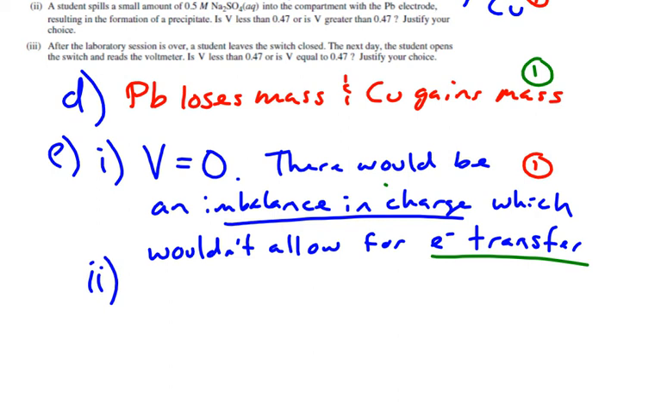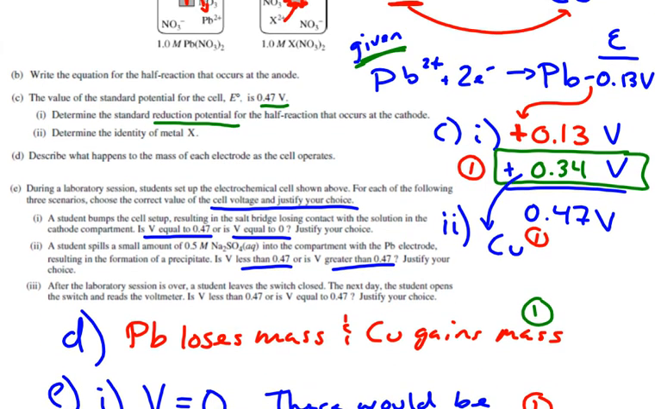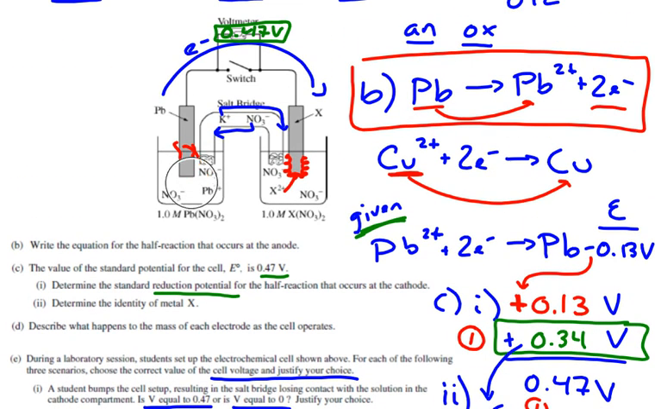Part two. A student spills a small amount of 0.5 molar Na2SO4 into the compartment with the Pb electrode, resulting in formation of the precipitate. I think this one's the hardest one, and we don't need to make it that hard. So it makes precipitate. Why? PbSO4. Right. So what happens, I'll get there in a second. Is it less than 0.47 or is it going to be greater? So you're going to have greater voltage or you're going to have lower voltage. Justify your choice. Okay, don't just jump into it. Be a chemist. Think about it.